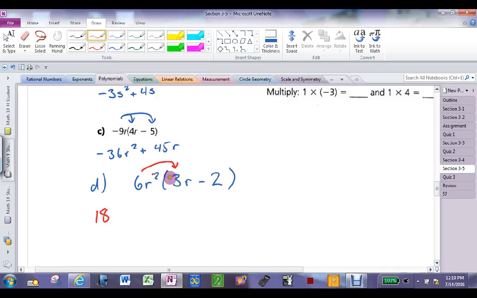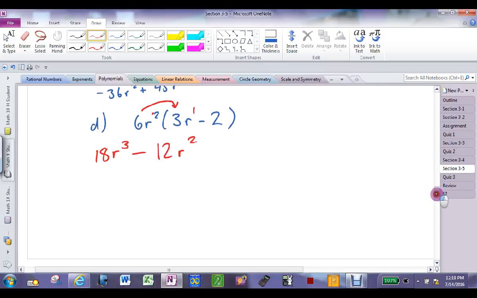What do you do with the letters? We're multiplying, but they both have exponents. So what do we do? Add them. What's the exponent with r? 1. So what is it here? R cubed. You were right, Abaye. And then we do it again. Negative 12r squared, because there's no r here, so the letter doesn't change. Everybody good?